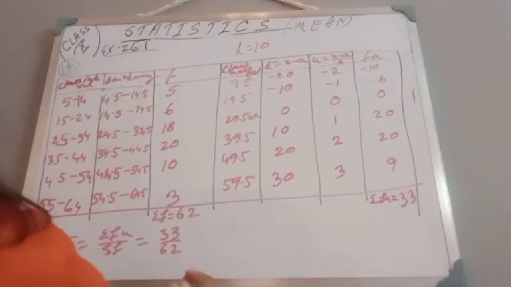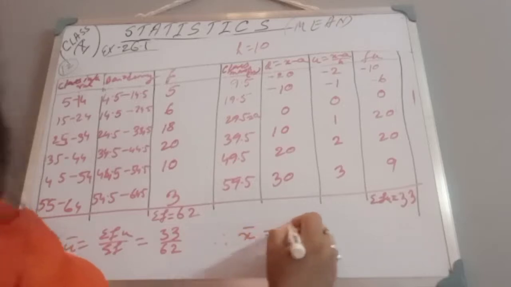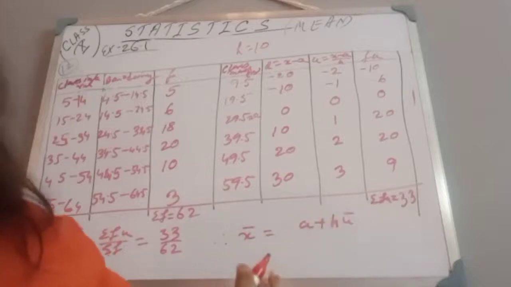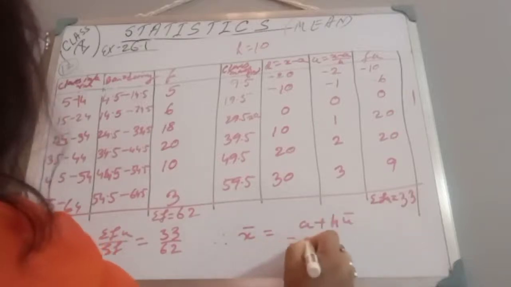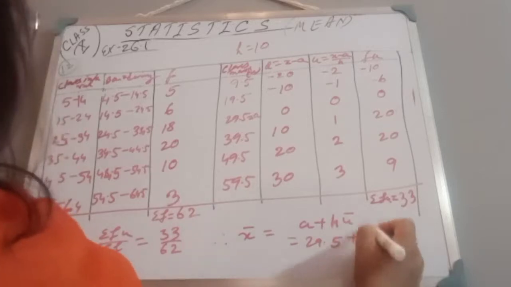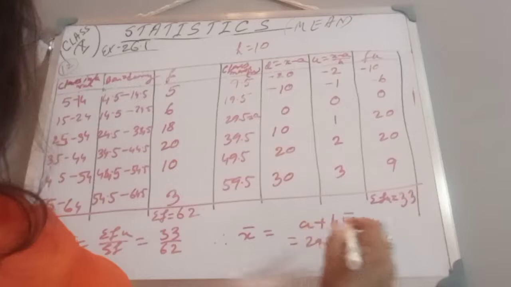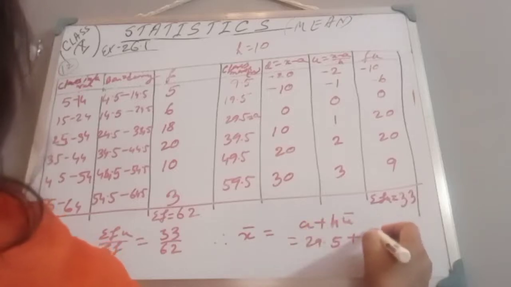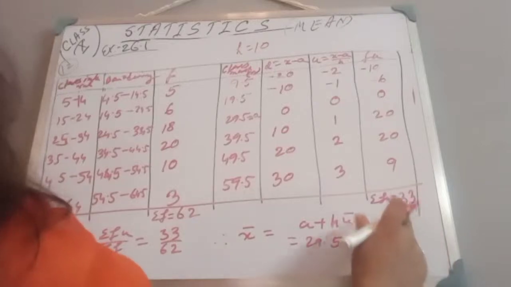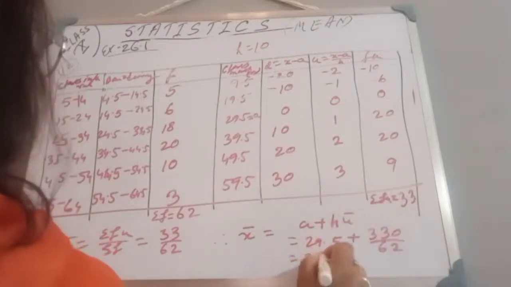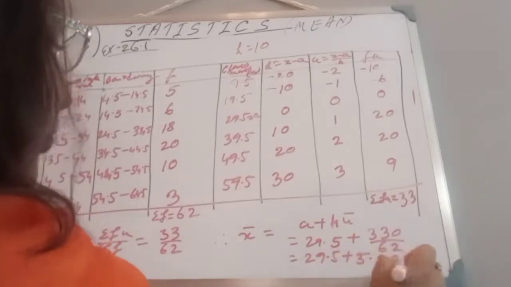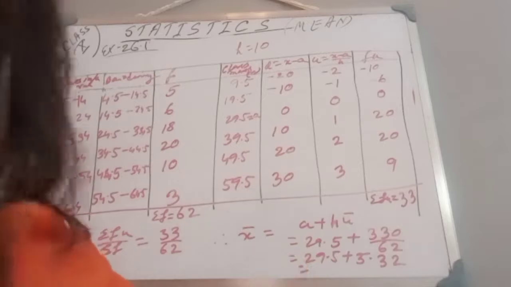Okay, therefore mean x bar is equal to a plus h u bar. What method is this? This is step deviation method. So we have chosen a as 29.5. So 29.5 plus h means 10 and u bar is 33 by 62. So 330 directly we can write 330 by 62. Okay, and 330 by 62 is coming 5.32. Do this calculation. Now add this. What we will get? 34.82.